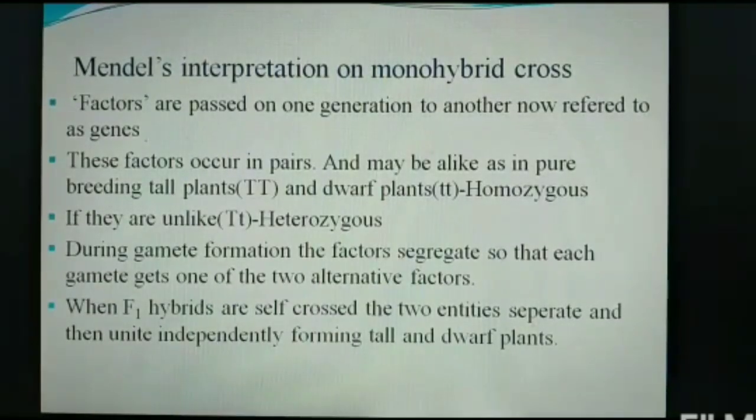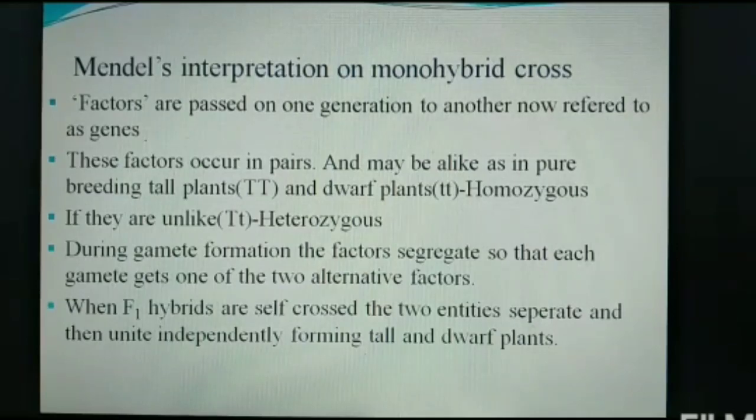Next, Mendel's interpretation of the monohybrid cross. From this monohybrid cross, Mendel came to a conclusion and he said, certain factors are passed on from one generation to another, now referred to as genes. These factors occur in pairs, just like capital T for the pure breeding tall, small t pure breeding dwarf, and then capital T, small t heterozygous tall. Like that, these factors occur in pairs. During gamete formation, these factors segregate. That means capital T is segregating as capital T and capital T.